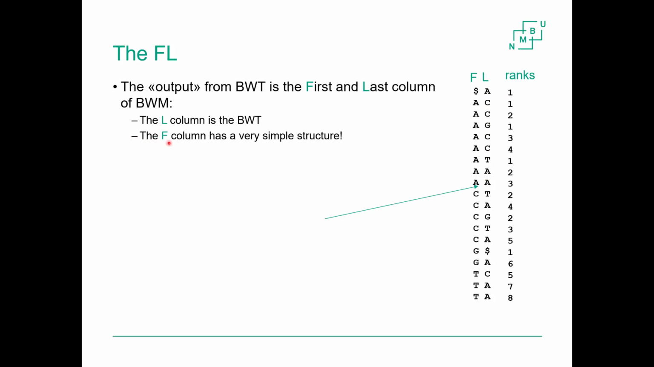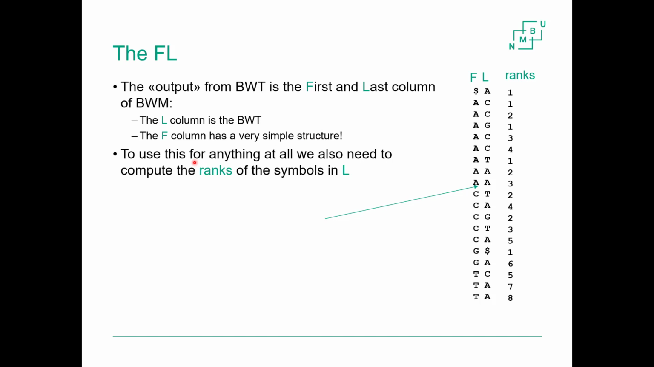And look at the F column. It has a very simple structure. Can you see that? It starts with the dollar. Then we have all the A's. All the A's in our reference sequence are now coming here. Then all the C's. Then all the G's. And then all the T's. Right? Go back to the previous slide and see why it has to be like this. It has to do with this sorting in alphabetical order, right? So actually the information we have in this column here is only how many A's, C's, G's, and T's we have in our reference. That's all the information there is, actually.